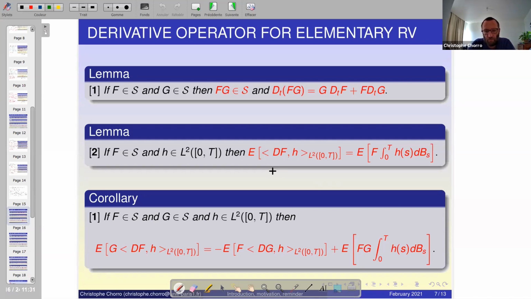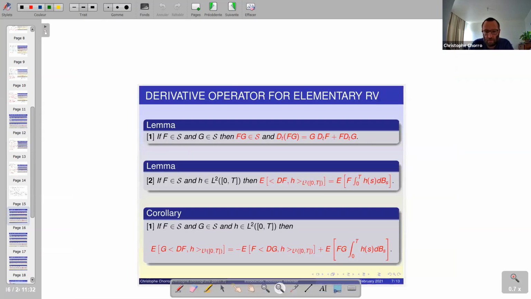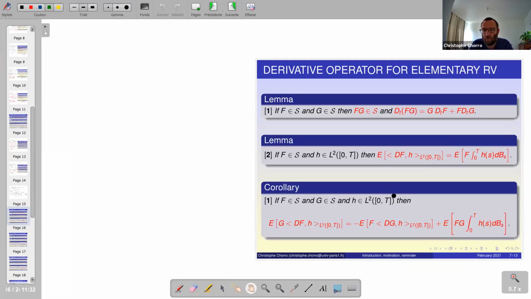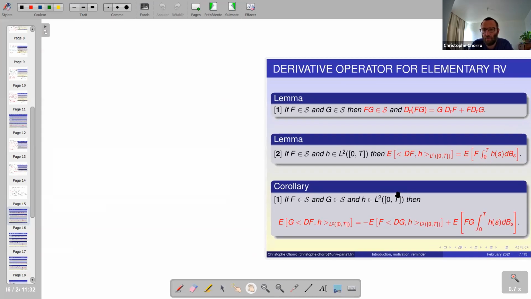So we are going to prove the lemma 2, but before, let's have a look at the corollary if I admit for the moment the lemma 2. I have proved the lemma 1. I admit for the moment the lemma 2, and let's see that the corollary will be a basic consequence of lemma 1 and lemma 2.